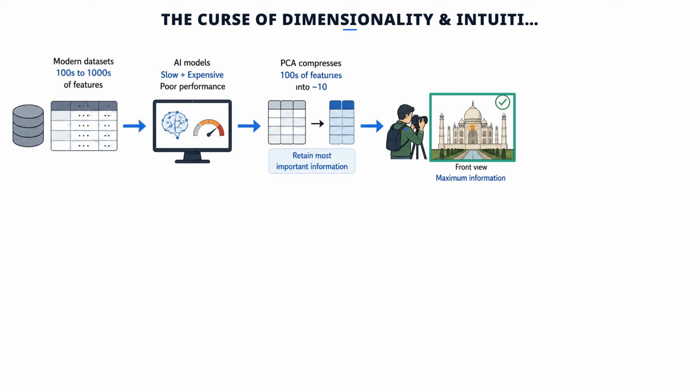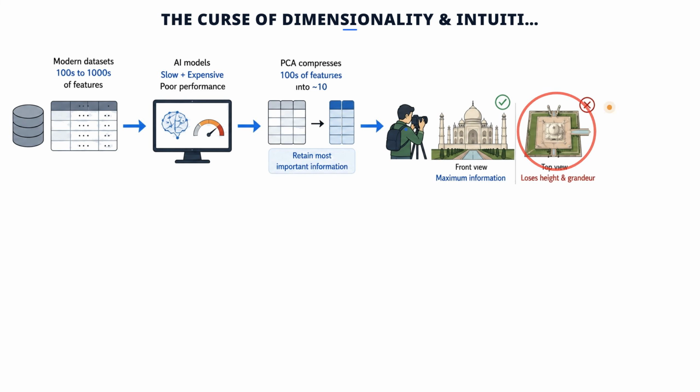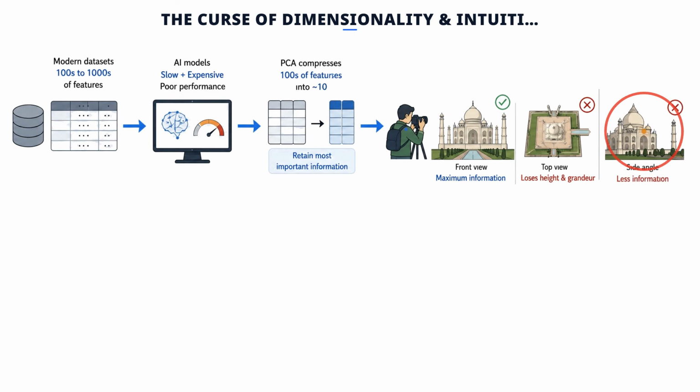On the other hand, if they took a photo from directly above, or perhaps from a strange side angle, they would lose the height, the grandeur, and the recognizable shape of the building. These angles provide far less useful information. PCA is simply the algorithm that automatically searches through your data to find this absolute best angle. It identifies the direction that captures the most variation, or the most story, and projects your data onto it. Each of these mathematically optimized angles is what we call a principal component.